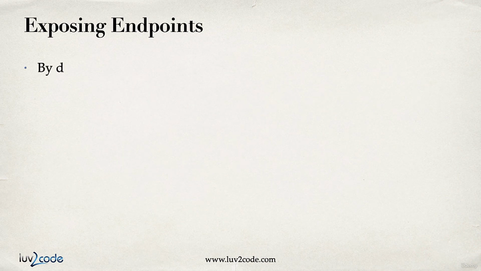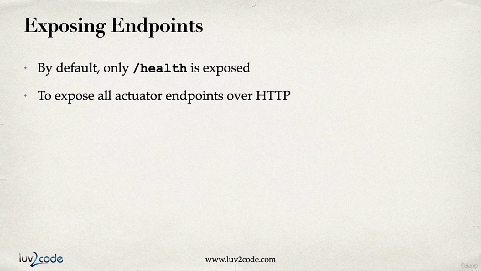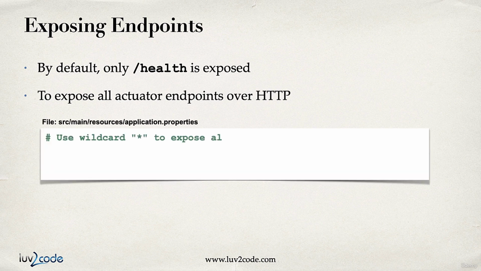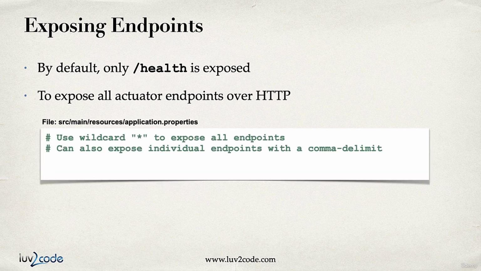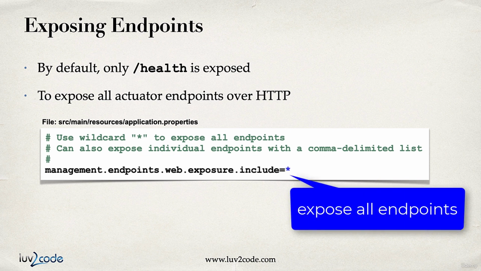All right, now by default, only the /health endpoint is exposed. If you want to expose all of the actuator endpoints over the web, then you simply make this entry here in your properties file. So in application.properties, we can make use of the wildcard to expose all endpoints. We can also expose individual endpoints with a comma delimited list. But for right now, we'll use the wildcard. So I'll say management.endpoints.web.exposure.include equals star. So this given entry here will expose all of the Spring Boot Actuator endpoints over the web.